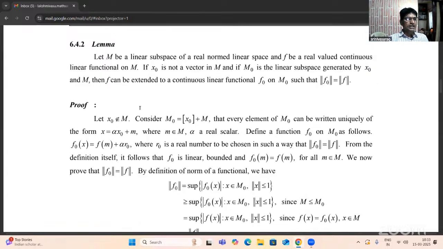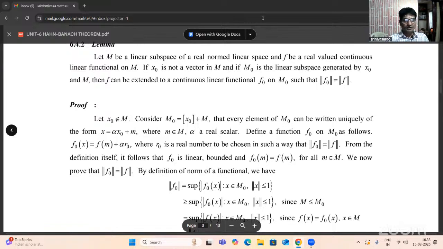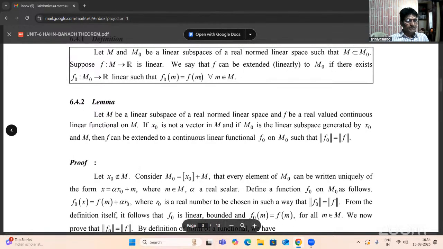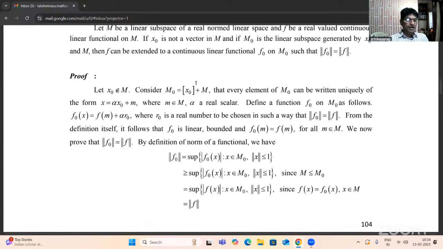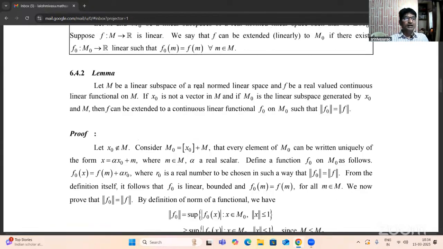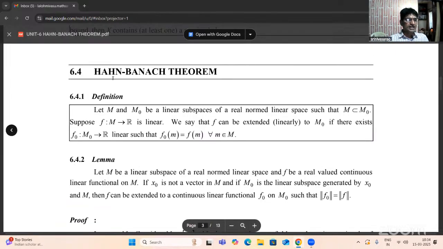Okay, students. Now let us see another lemma here. This lemma completely depends upon the Hahn-Banach theorem, and without this lemma we can't prove the Hahn-Banach theorem. Direct statement and proof is here. Hahn is one mathematician, and Banach is another mathematician, but both concepts are the same here.